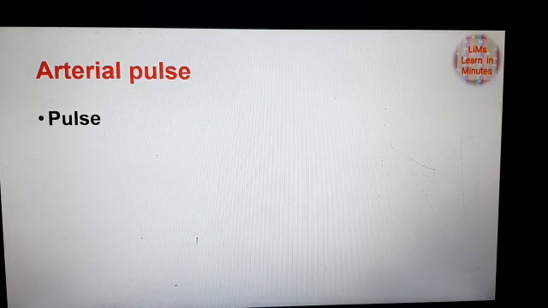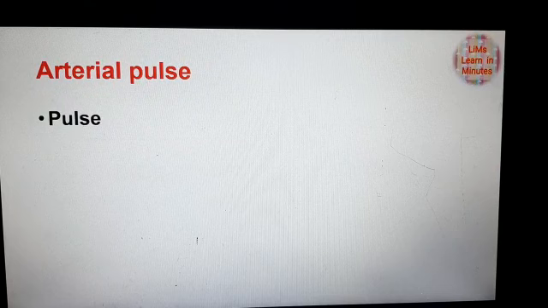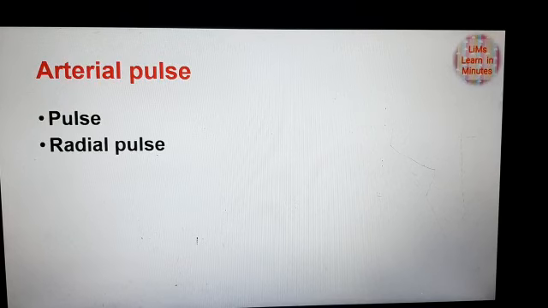So let's see about the arterial pulse. What is the arterial pulse? It is a wave felt in an artery because of increased pressure in it when blood is pumped from the heart. It is known as a pulse and is best felt in a superficial artery, especially when it passes over a bone, like the radial pulse in the wrist.